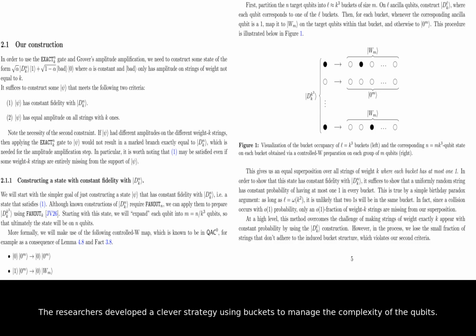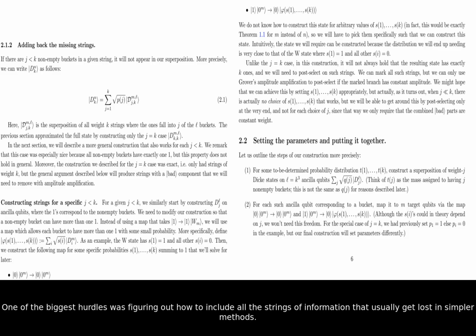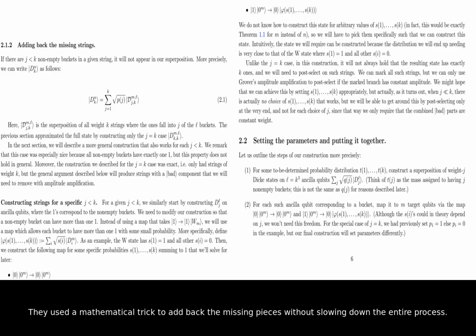The researchers developed a clever strategy using buckets to manage the complexity of the qubits. By partitioning the system into smaller groups, they can build up the overall state more reliably. One of the biggest hurdles was figuring out how to include all the strings of information that usually get lost in simpler methods. They used a mathematical trick to add back the missing pieces without slowing down the entire process.